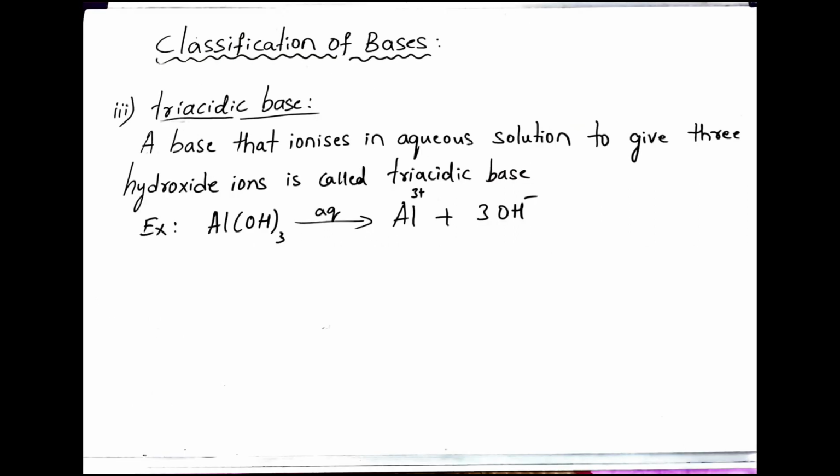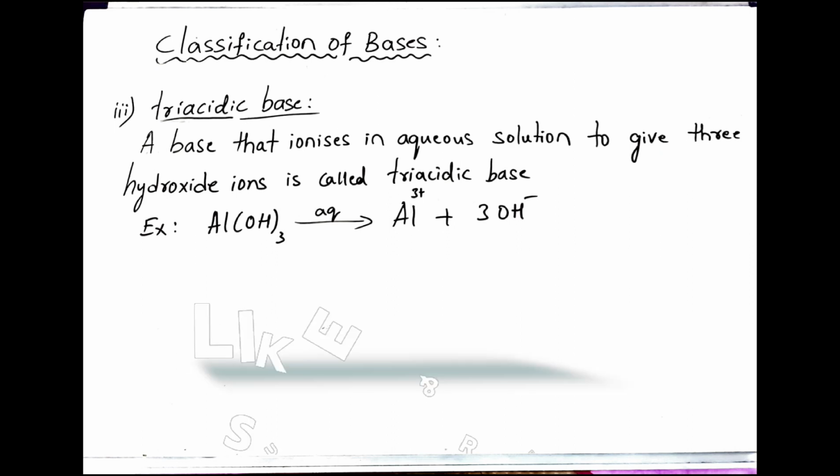In the same way, a triacidic base is a base which ionizes in water to give 3 hydroxide ions per molecule. Example, aluminium hydroxide, which ionizes to give 3 hydroxide anions.